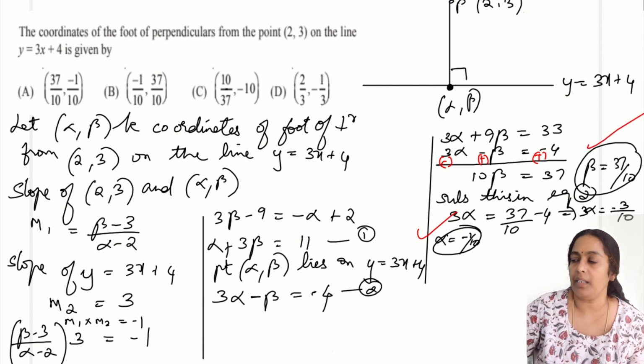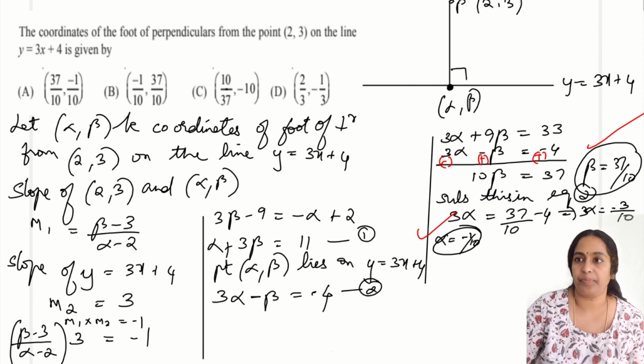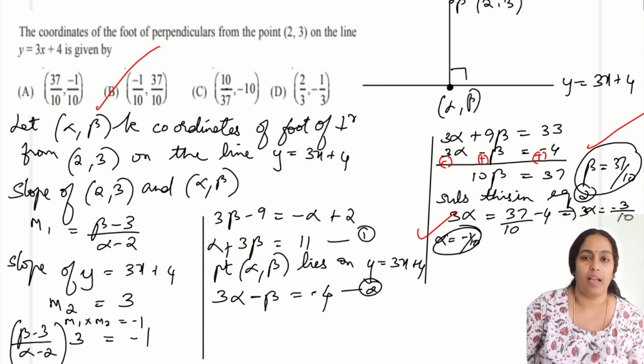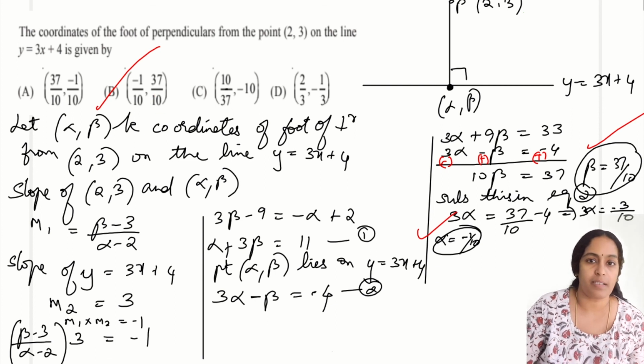So alpha is minus 1 by 10 and beta is 37 by 10. It's option B, (alpha, beta). So alpha is minus 1 by 10, beta is 37 by 10. Option B is the correct answer.